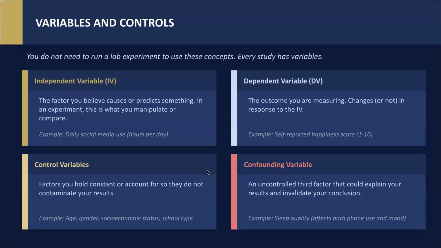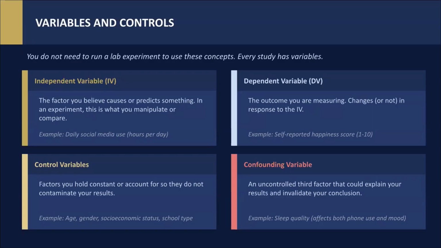Variables and controls. You do not need to run a lab experiment to use these concepts. Every study has variables. So, the independent variable is the factor you believe causes or predicts something. In an experiment, this is what you manipulate or compare. For example, daily social media use, hours per day. Control variables are factors you hold constant or account for so they don't contaminate your results. For example, age, gender, socioeconomic status, or school type.